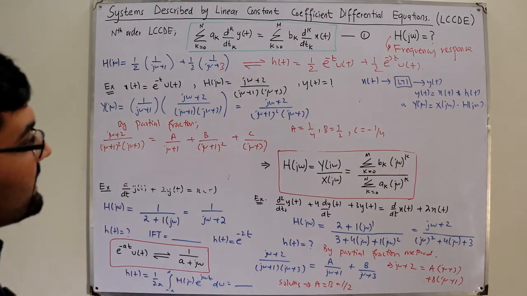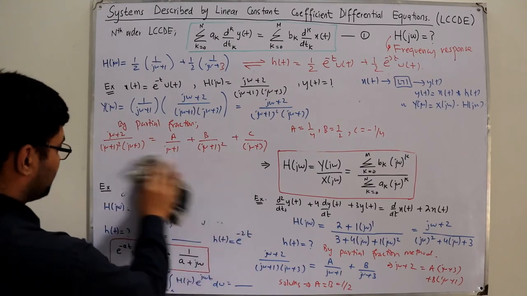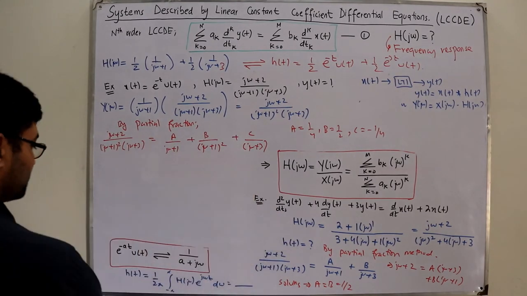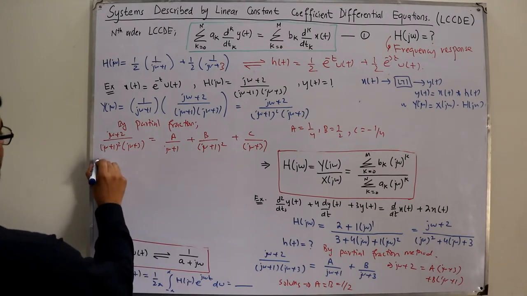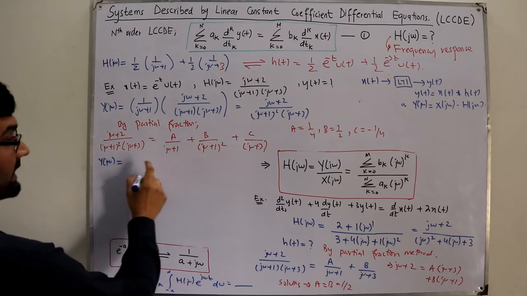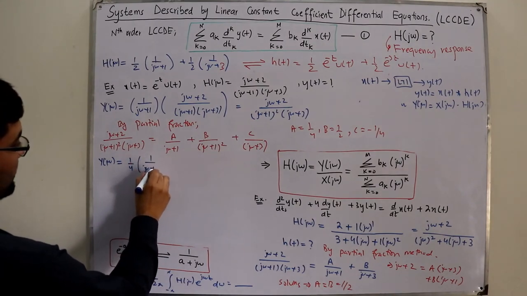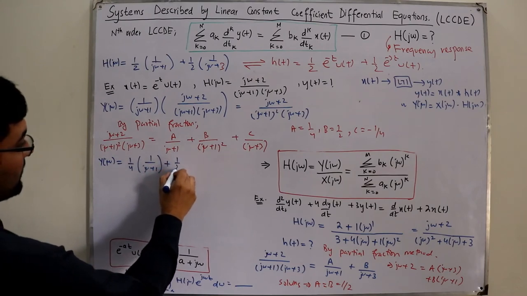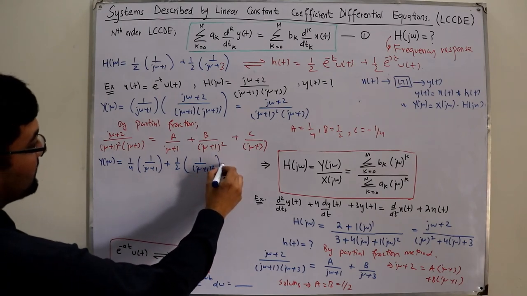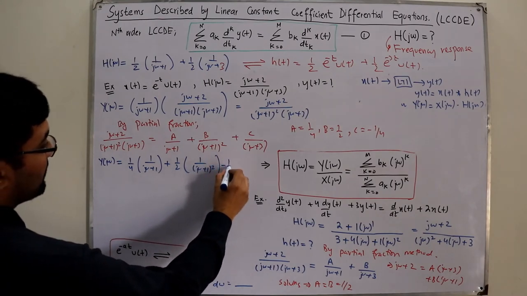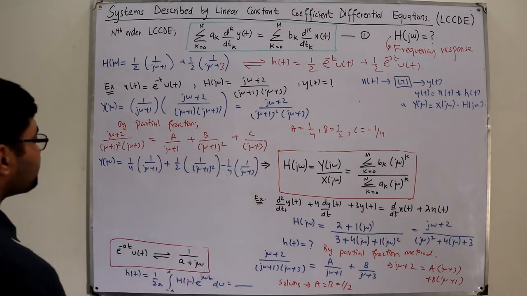What do I get? This is my Y of jω. So my Y of jω is 1 upon 4 times 1 over jω + 1, plus 1 upon 2 times 1 over (jω + 1) squared, and then a minus 1 over 4 times 1 over jω + 3.